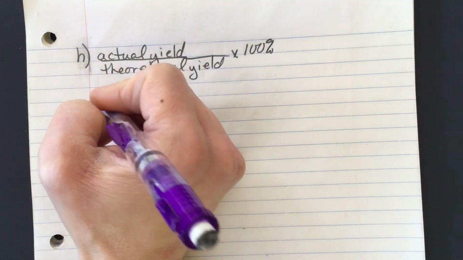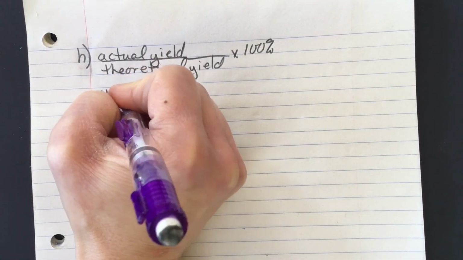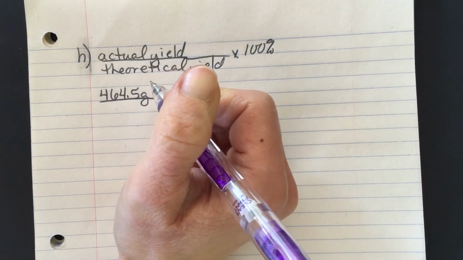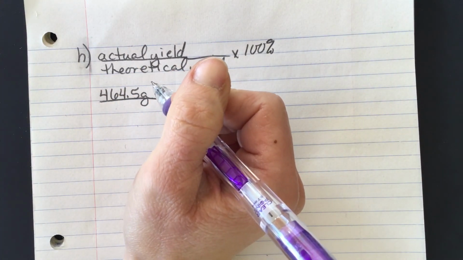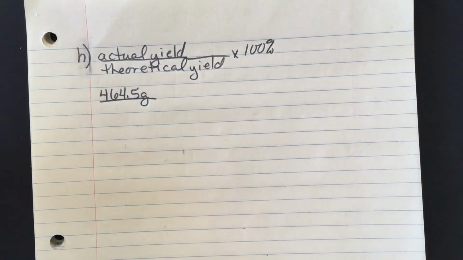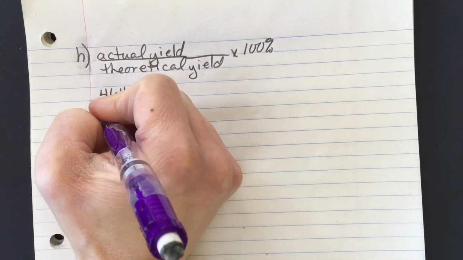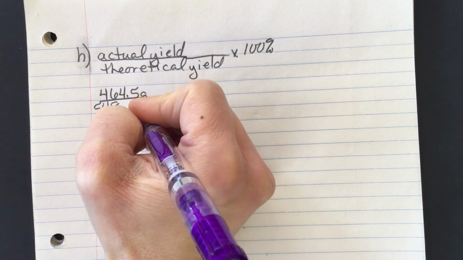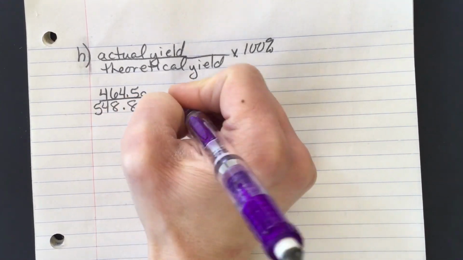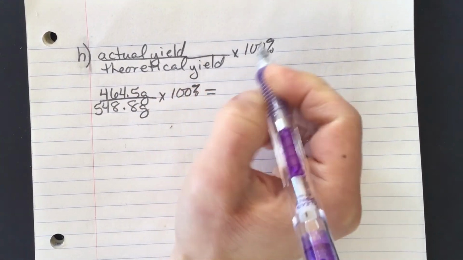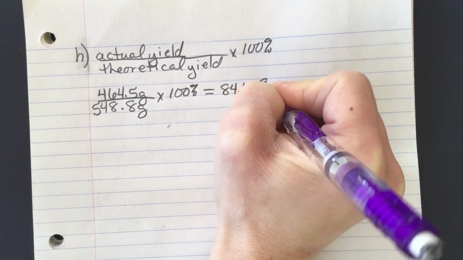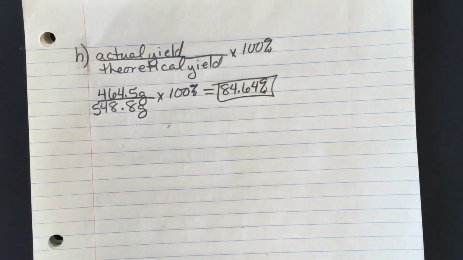So they give me the actual is 464.5 grams. My theoretical that I just calculated is 548.8 grams. Multiply that by 100 and I get 84.64% is my percent yield.